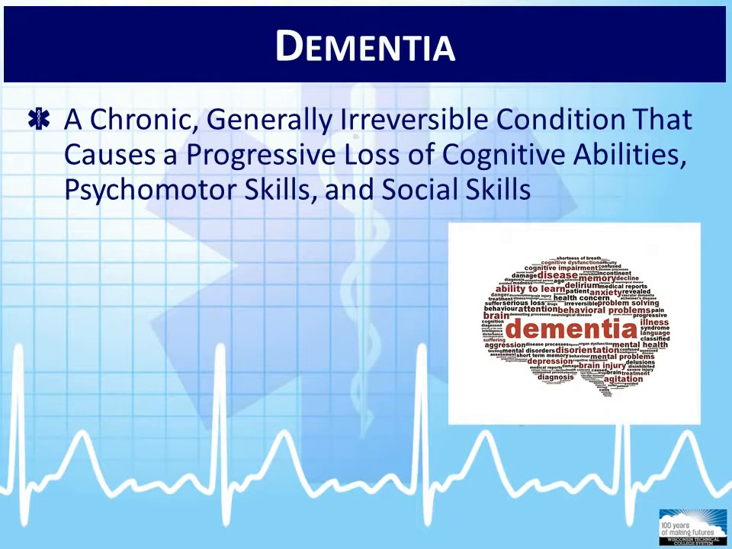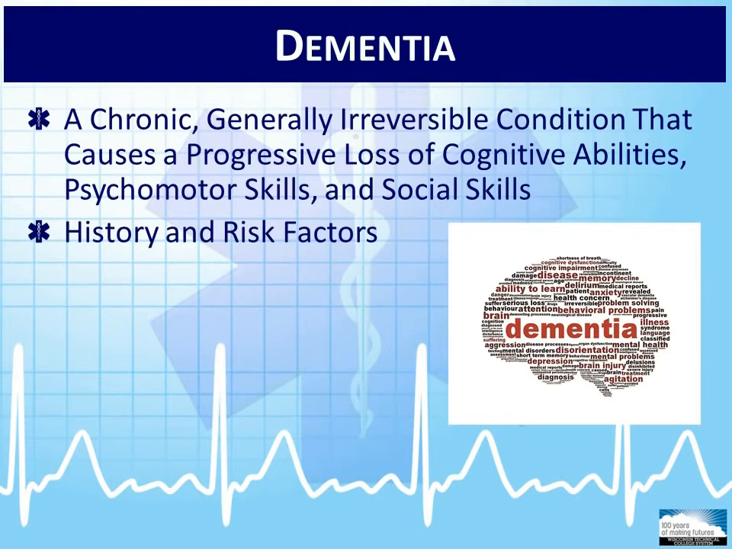chronic, generally irreversible condition that causes a progressive loss of cognitive abilities, psychomotor skills, and social skills. Dementia affects a person's memory, thinking, language, judgment, and behavior to varying degrees. Geriatric patients with dementia are at a higher risk for injury, abuse, self-neglect, wandering, and can be taken advantage of by others without realizing anything is wrong.